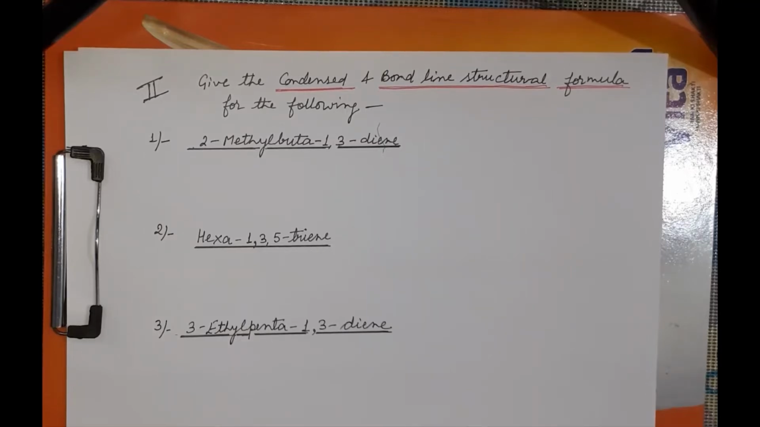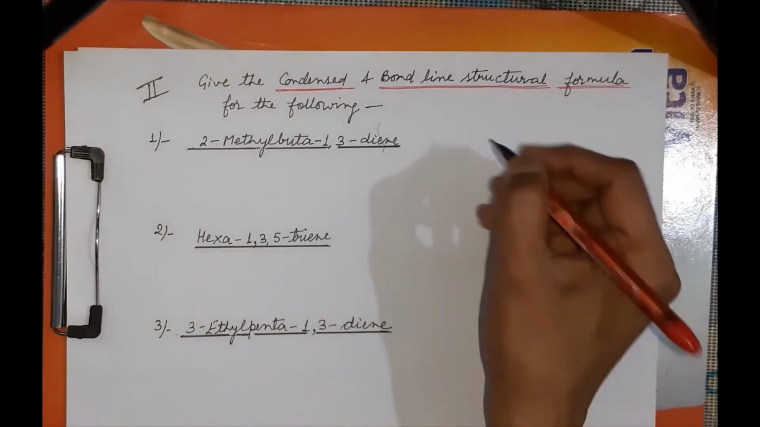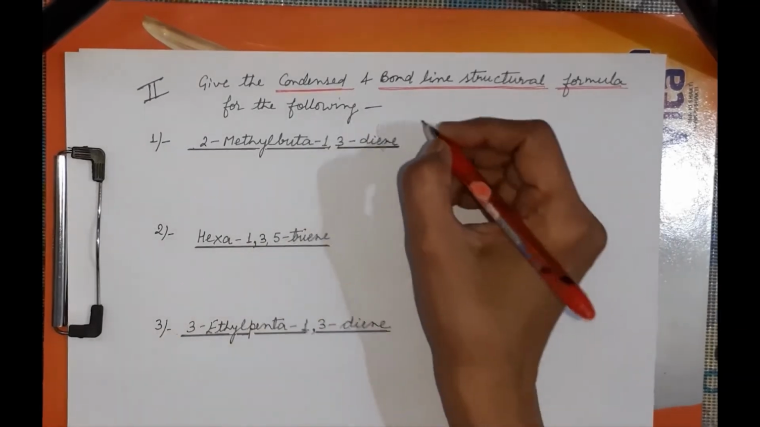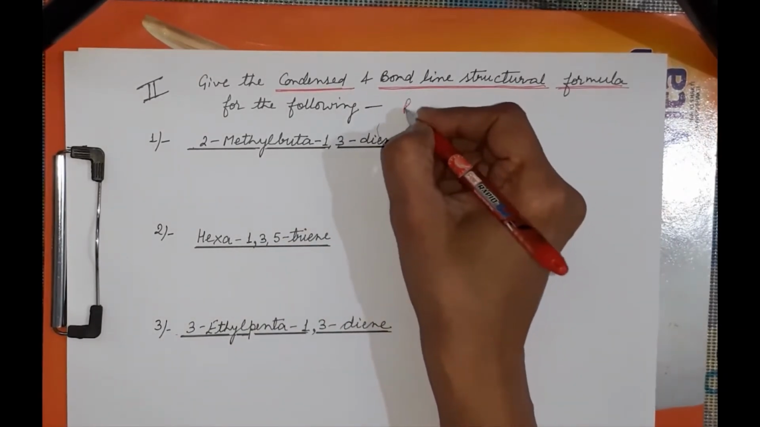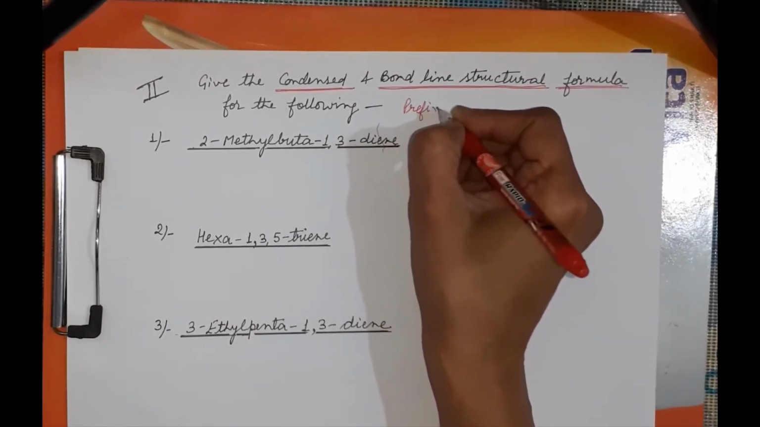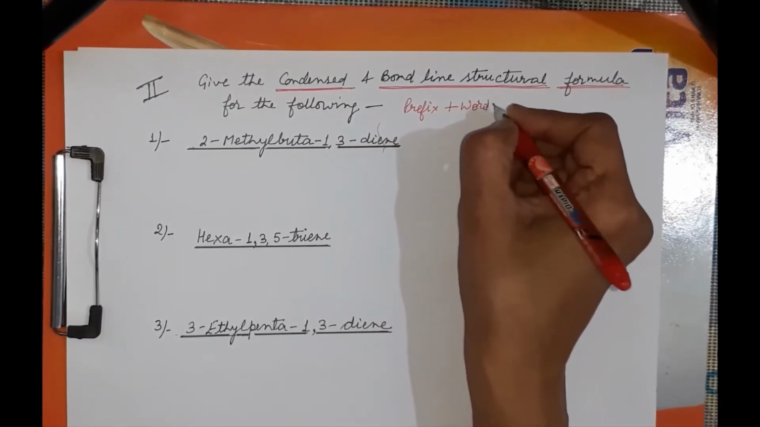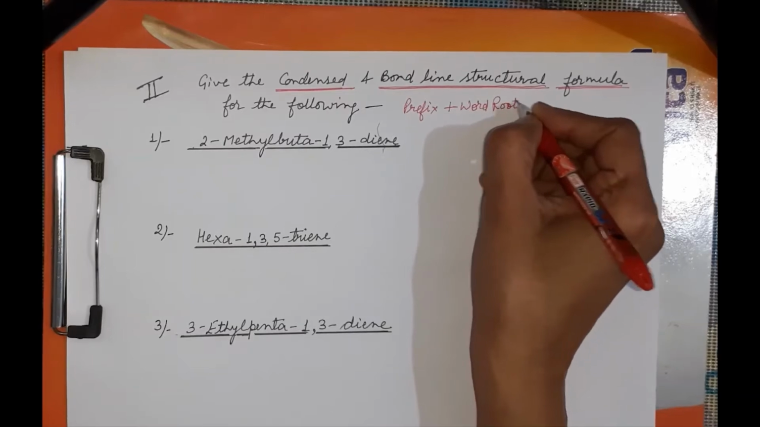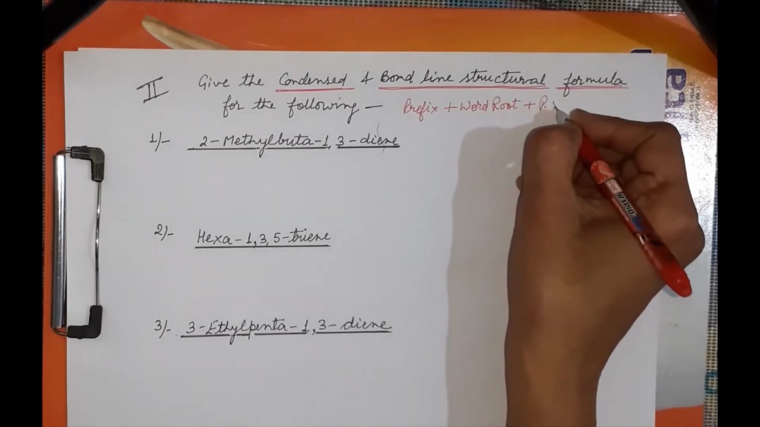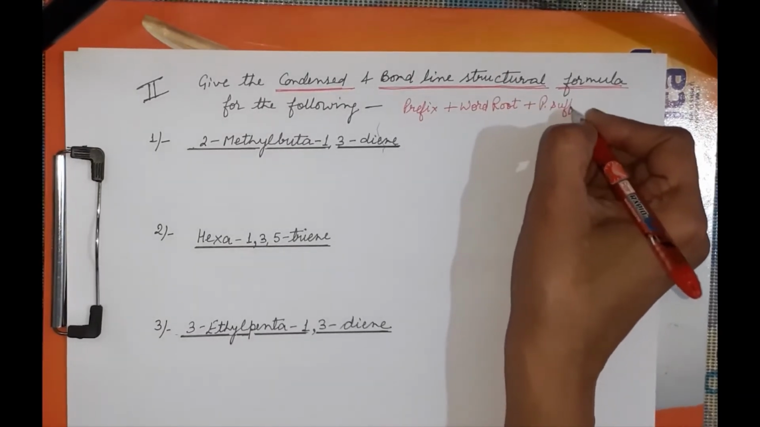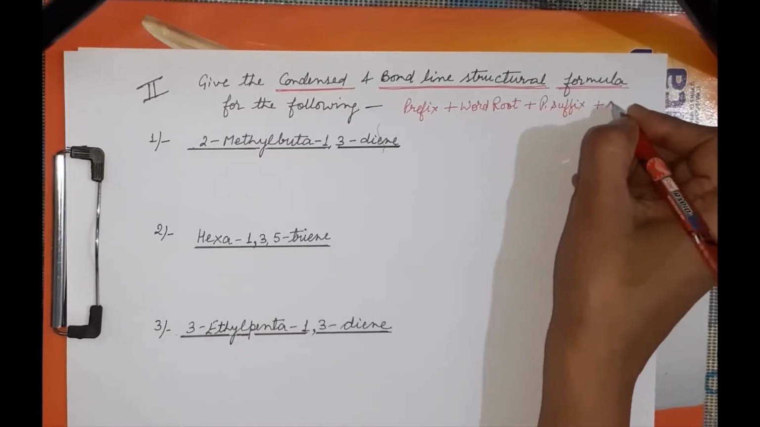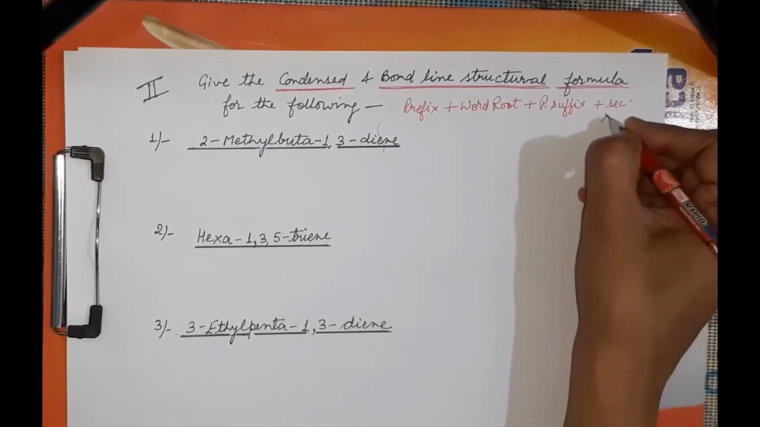First let me write the general rule for the IUPAC name. We have studied this earlier also. This is prefix plus word root plus primary suffix plus secondary suffix.